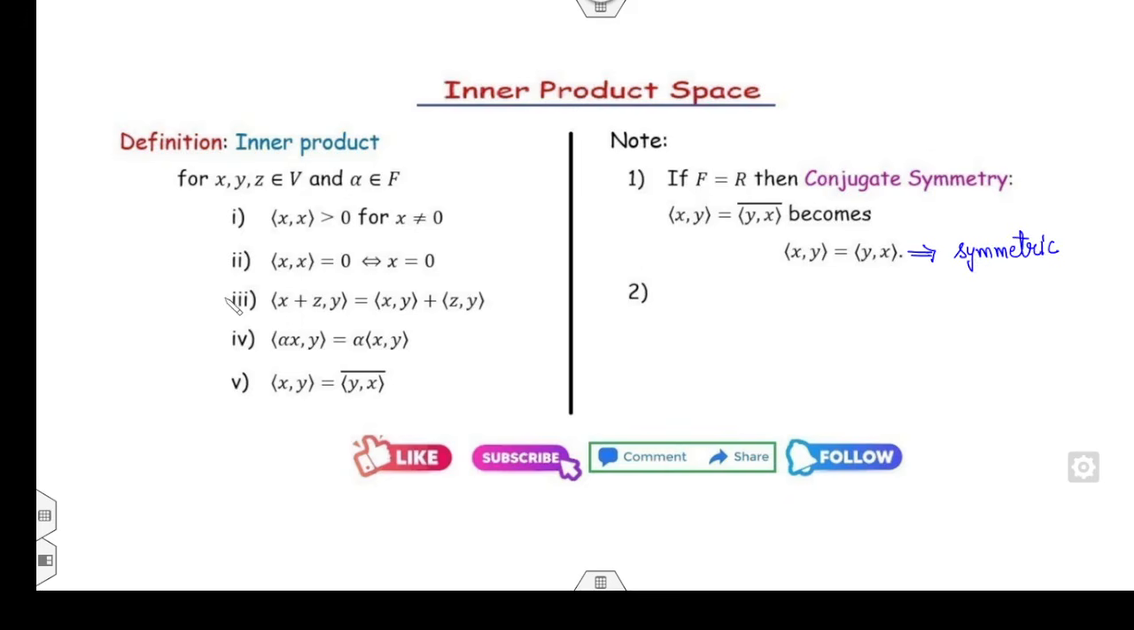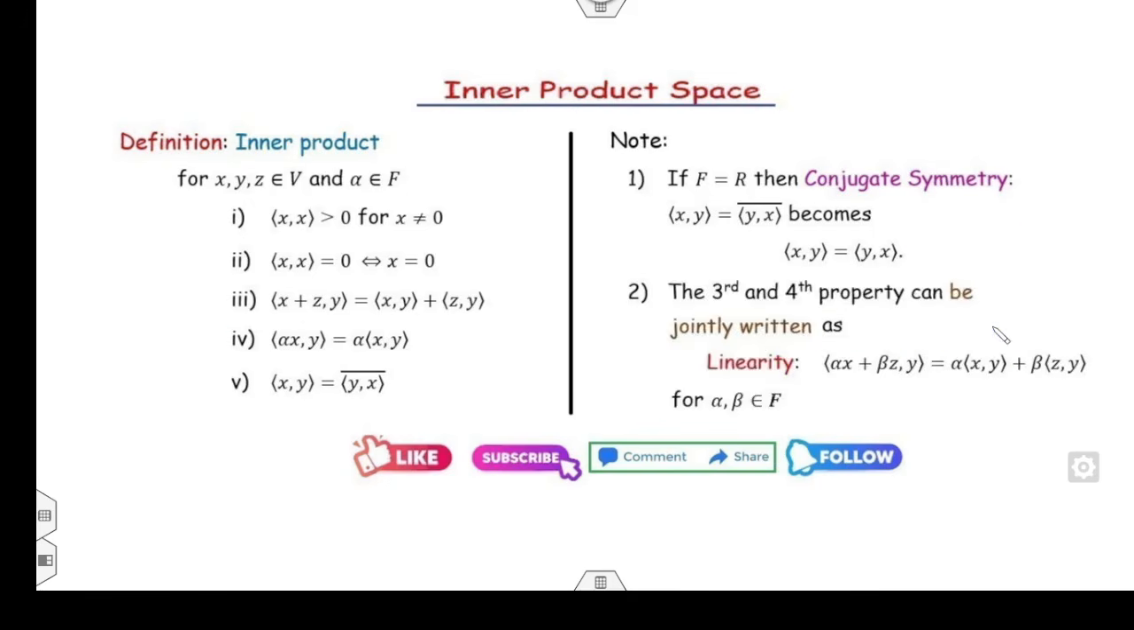On the other hand, you can combine the third and fourth property into a single one, like alpha x plus beta z comma y. Instead of writing only x plus z, I can write alpha and beta. Because alpha and beta पहले component के साथ लिखा है, so alpha will be outside x and y. Fine. Beta भी पहले के साथ लिखा हुआ है, so beta is outside z comma y. That is called the linearity property of the inner product. Make sure, students, these are my inner product properties, not the inner product space.